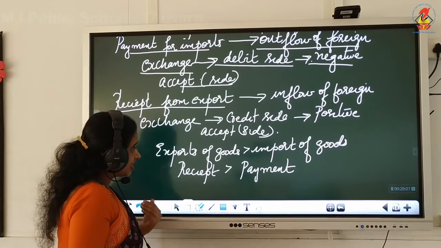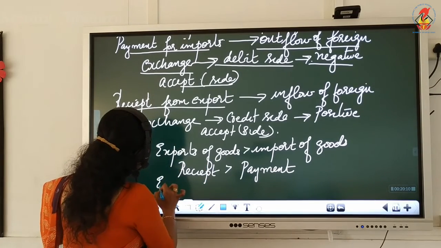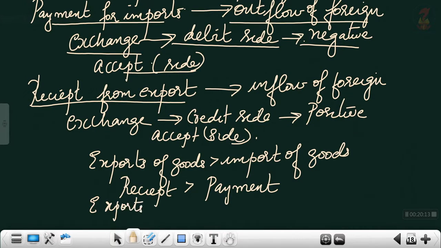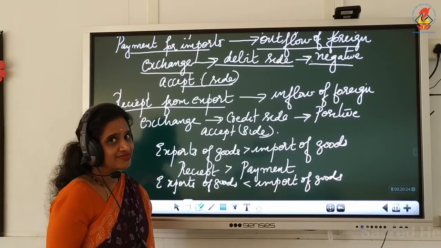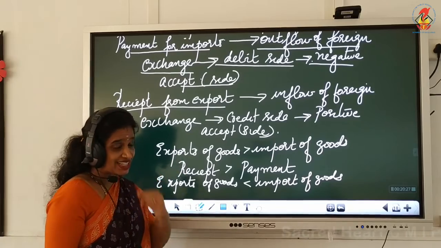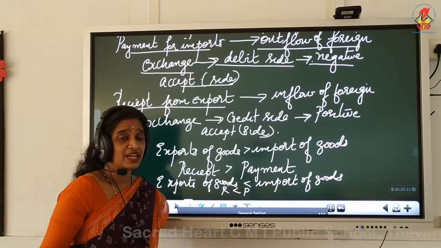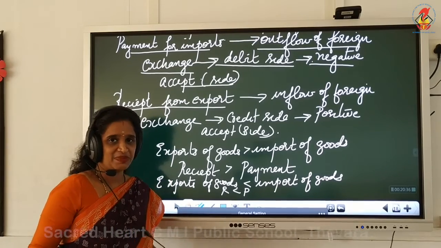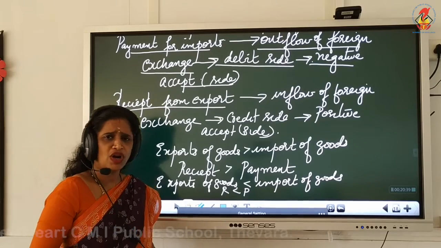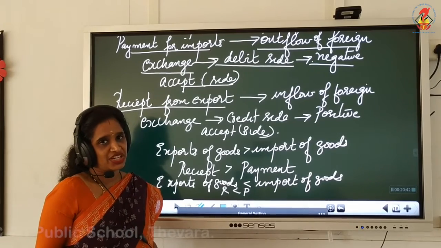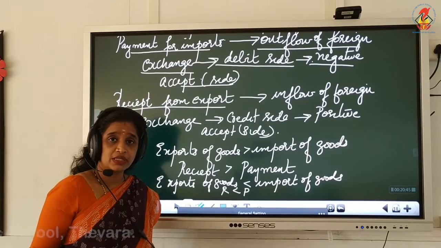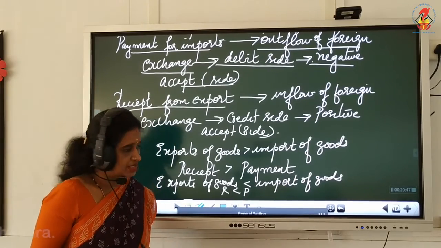The same thing, the opposite, can happen. Sometimes export of goods can be less than import of goods. If export of goods is less than import of goods, what will happen? Receipt will be less than payment. We are not happy because receipt is less than payment. So all these situations can happen in a transaction. Either receipts can be bigger or receipt can be less. Either payment can be bigger or payment can be less.